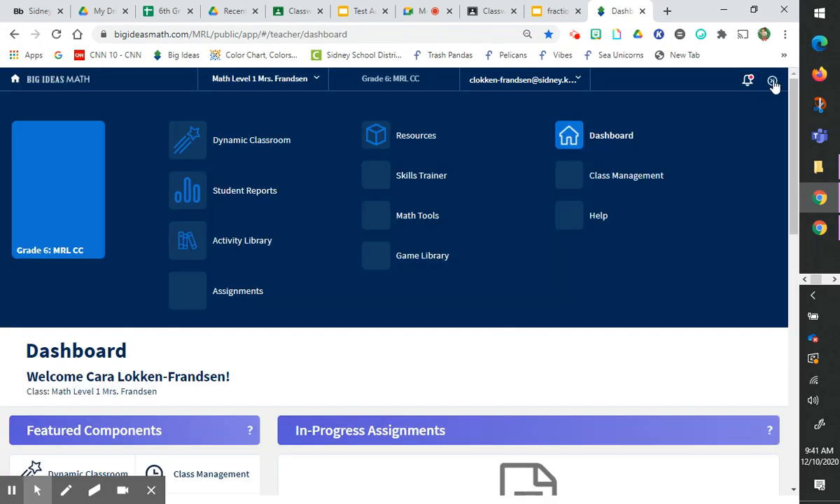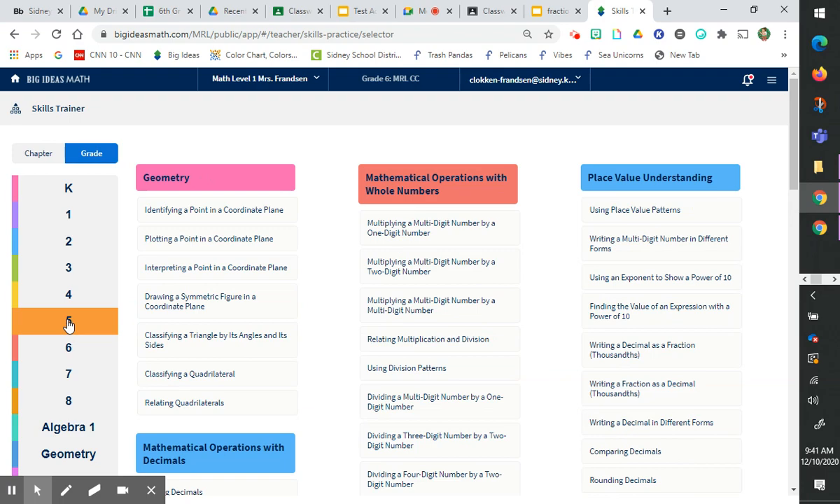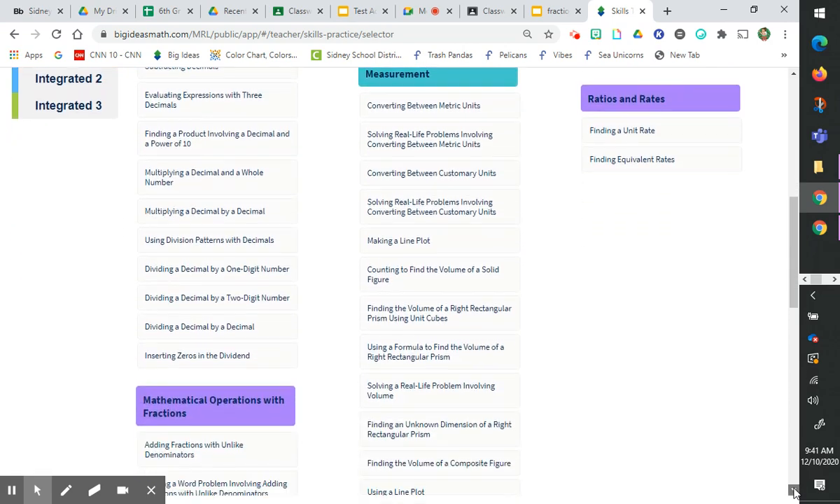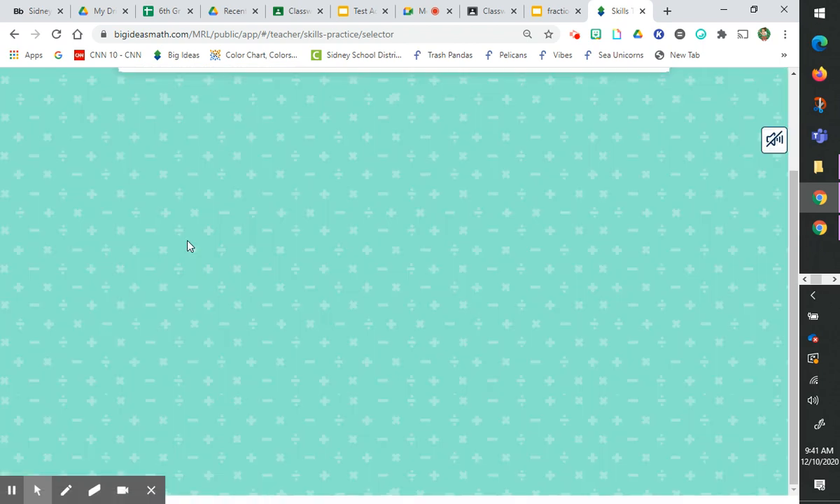So again, I'm just logging into my Big Ideas. I'm going to go to Skills Trainer. This is a fifth grade skill that should be mastered by now. Don't worry if we're not there yet, because we still have time before we get to high school to learn how to do all this. Okay, mathematical operations with fractions. Nothing is showing up on my end for some reason for Big Ideas. Shoot.